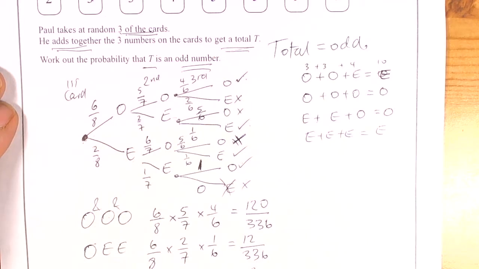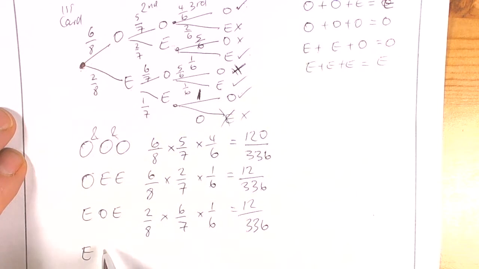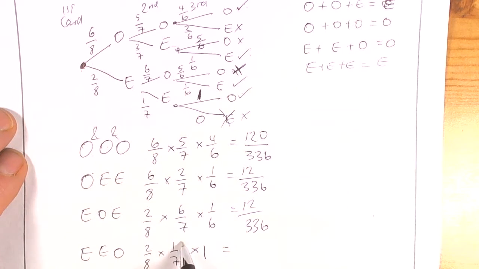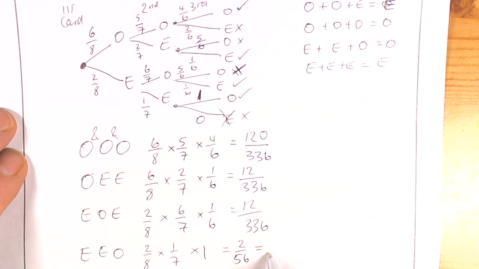And then we have the last condition that worked. So we're now writing down all the conditions that work. So we had even followed by even followed by odd. So that gave us 2 over 56. Because I'm working in 336 with all of those, I'm going to make this one 336, which was times by 6. So that's the same as 12 over 336.